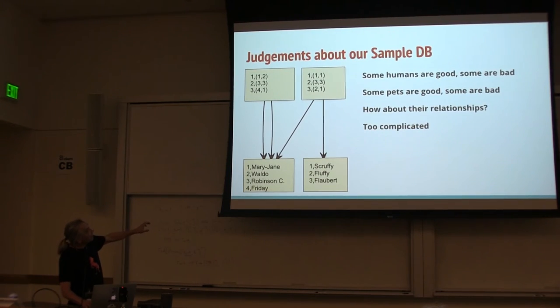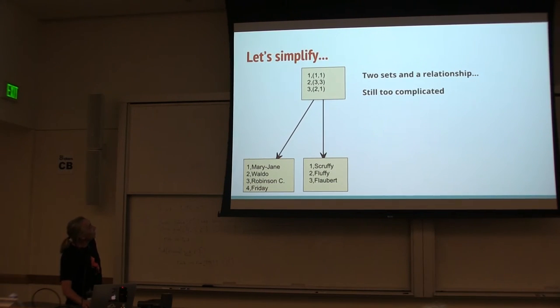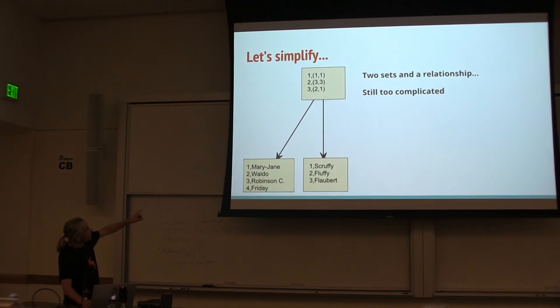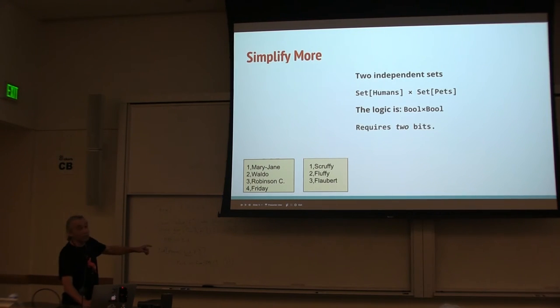So this is more discussion about what's what. I'll get there. Let's kick out couples first and see how it is. So we have just a human and a pet and a relationship like this. But it's still too complicated for the logic. Let's look at an even simpler example. We have a human and a pet and no relationship.